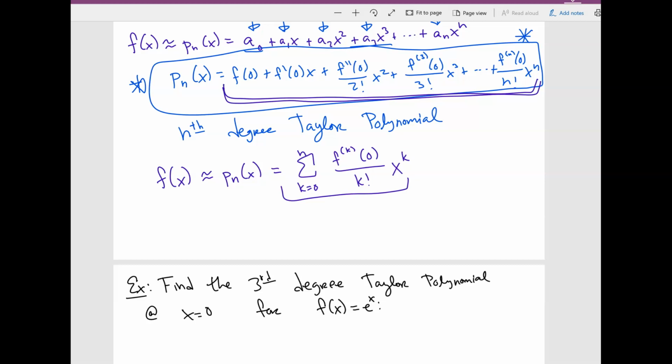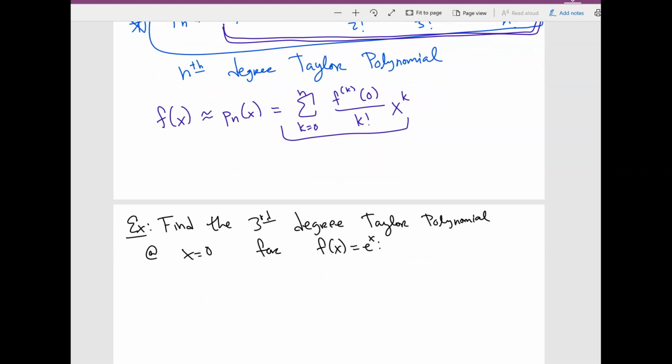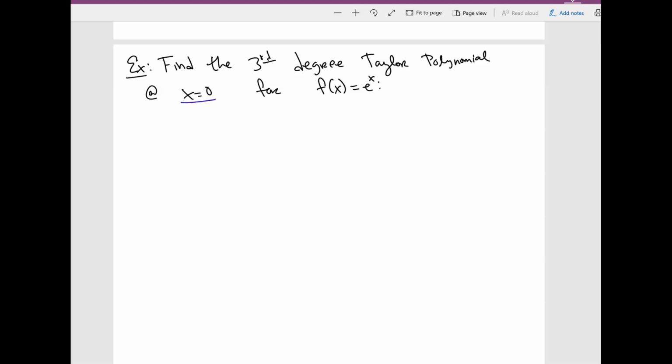Okay, so this is what we call Taylor series. And we can go to infinity and we'll talk about that a little later. So first we want to find the third degree Taylor polynomial at x equals 0 for f of x equals e to the x.